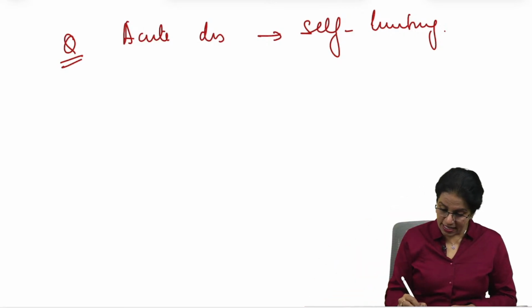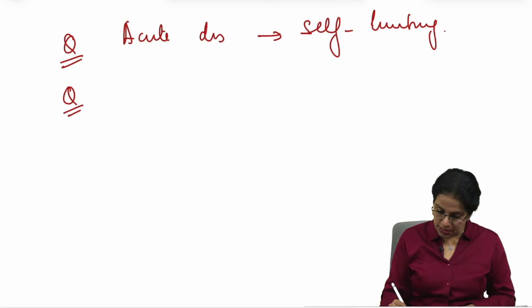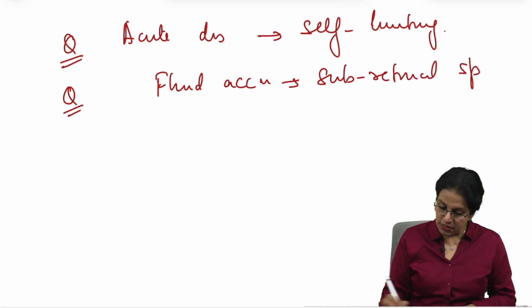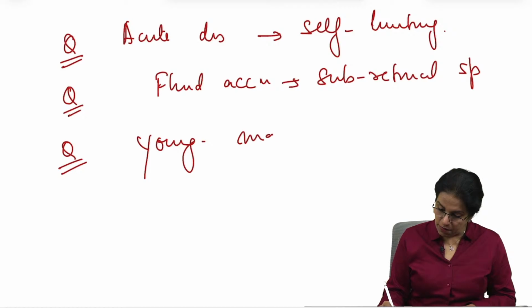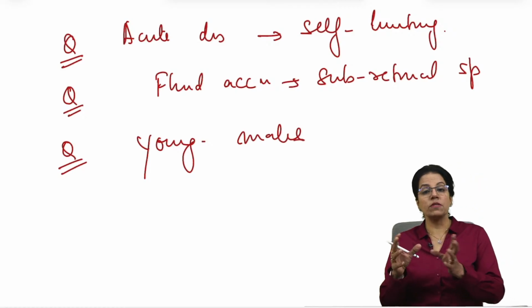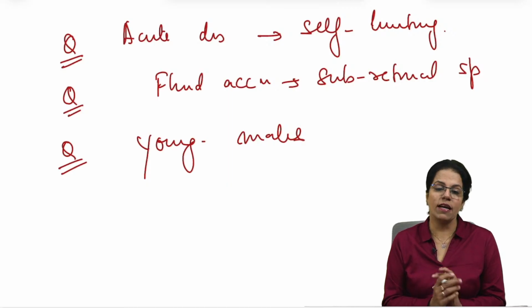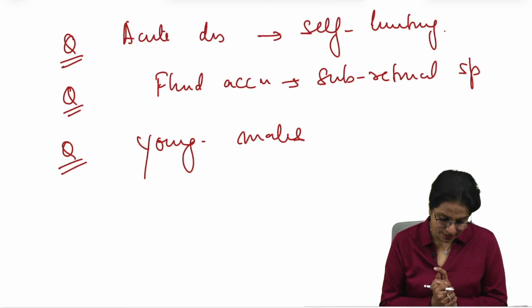After this, the next question is, where is the fluid accumulated? So fluid accumulation is happening in the subretinal space. Subretinal space. And yes, even this is asked in the exam, that it is mainly a disease of young males. So male to female ratio is 3:1. It will not happen in females at all. But yes, young males is what you have to remember.